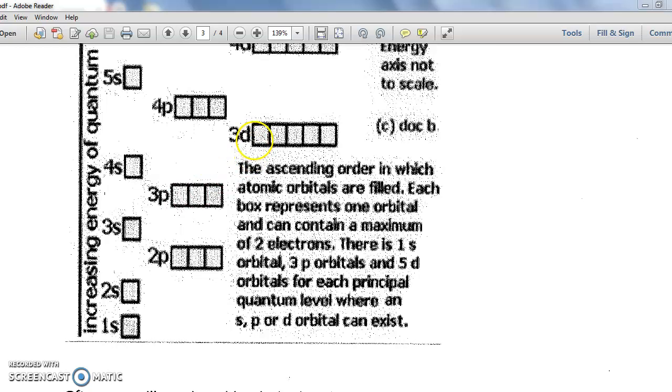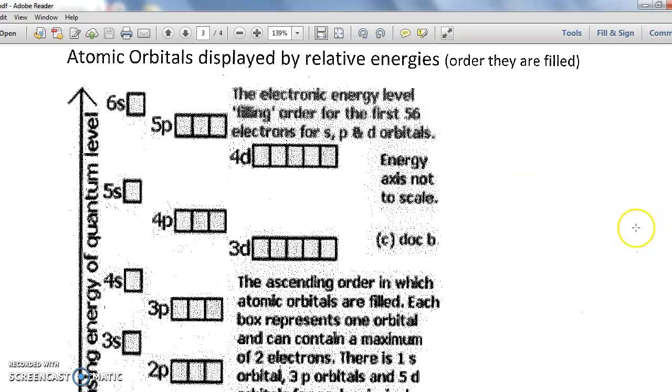Remember, the third level also has the d, but we learned just a few seconds ago that the 4s gets filled before the 3d. So 2 electrons would go in the 4s, 1 arrow up, 1 arrow down, before we would start filling the 3d. We would continue on up. We saw earlier that the 4p was next, then the 5s.